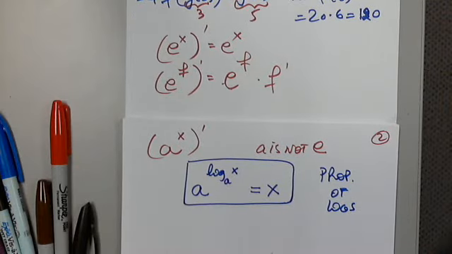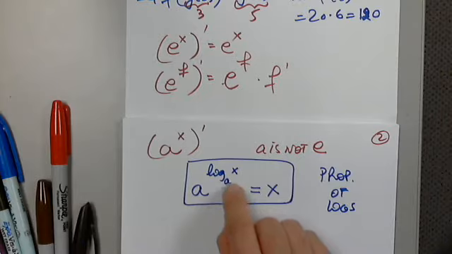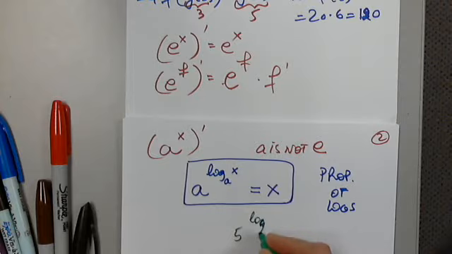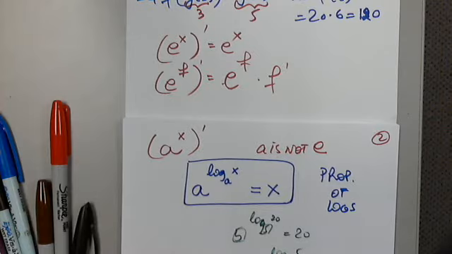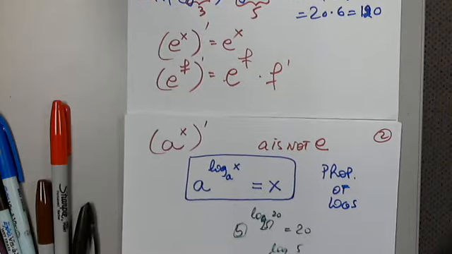So then, if this is clear, is this okay? As long as this base and this base are the same. So let me give you an example. Let's say 5 raised to log base 5 of 20. This is 20. As long as this base and this base are the same. 5 raised to log base 4 of 5 is not 5 because these two are not the same.